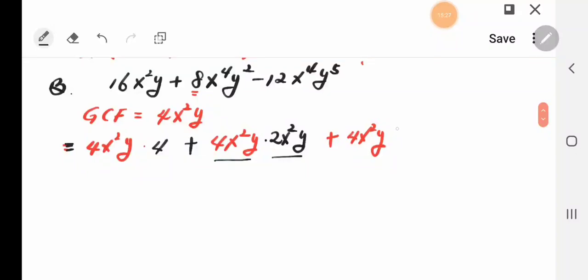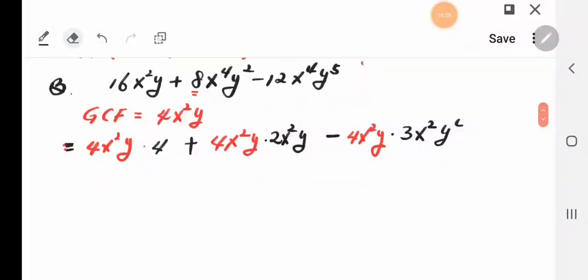Okay, for the last one, 4x squared y went out, so why don't we put the negative sign outside, so we don't have to worry about the sign. Then 4 times 3 is 12, and then x squared went out, so x squared is left, and 1y out, so 4y is left. Okay, can you see this? So 4 times 3 is 12, x squared times x squared is x to the 4th power, y times y to the 4th power is y to the 5th. So this is correct.